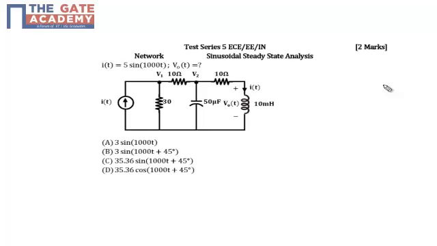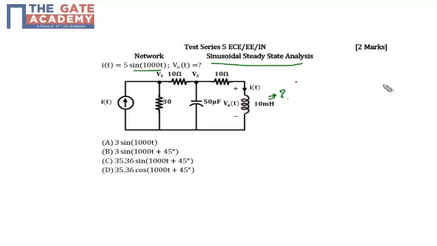Hello friends, this question is from the subject of networks and in the topic of sinusoidal steady state analysis. We need to find the output voltage V0(t), which is across the 10 millihenry inductor. The question says that the input current is 5 sin 1000t, where 1000 is the omega, the operating frequency of the circuit.